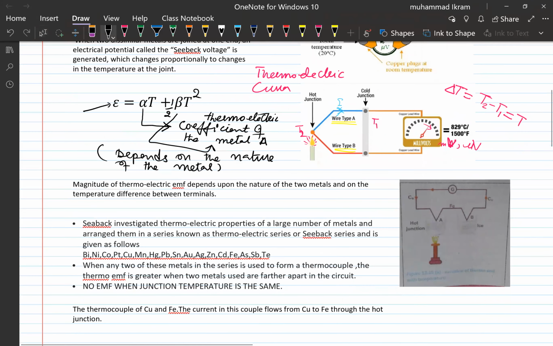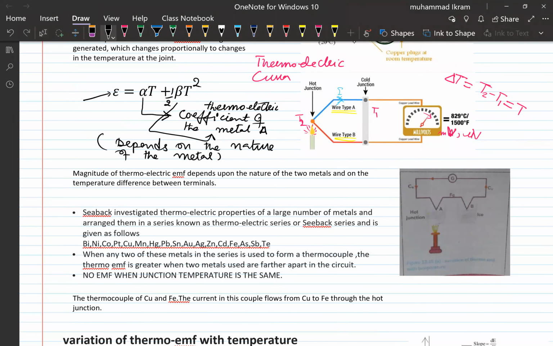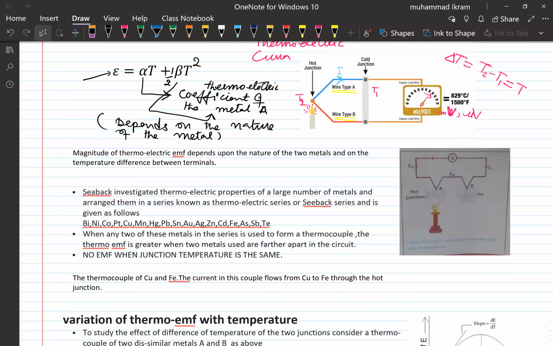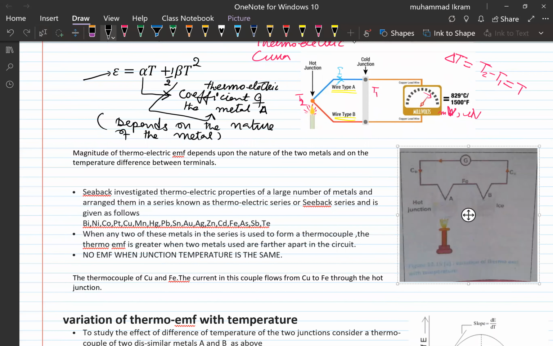As long as there are two dissimilar metals joined at the junction, there will be induced EMF. So when you use similar metals, you wouldn't be able to see this effect, right? The magnitude of the thermoelectric EMF depends upon the nature of the two metals and on the temperature difference between the terminals. Here in this diagram, you see a little bit of another perspective.